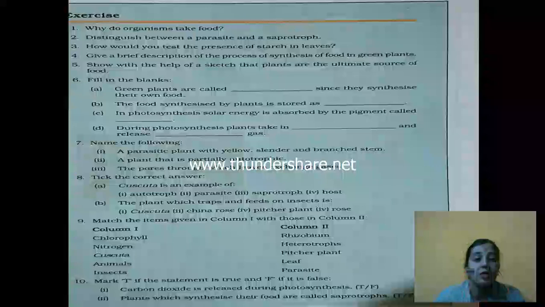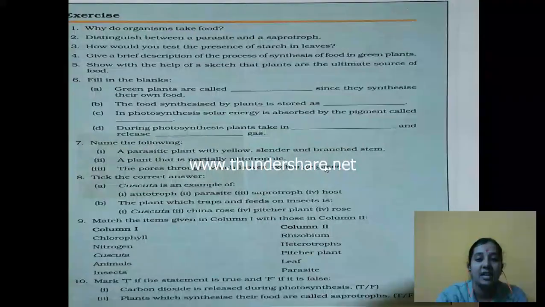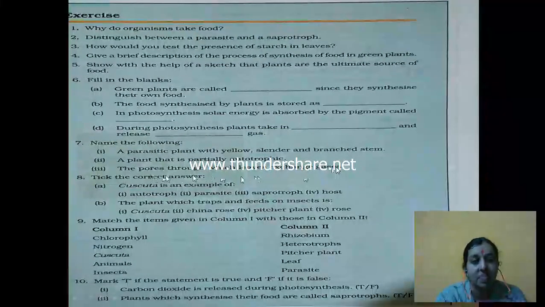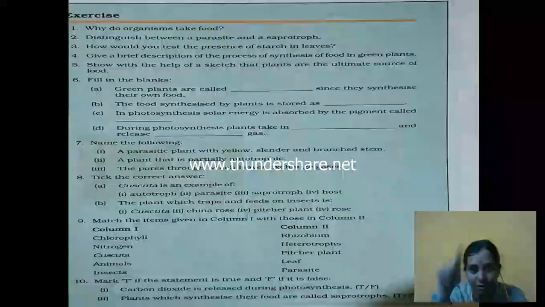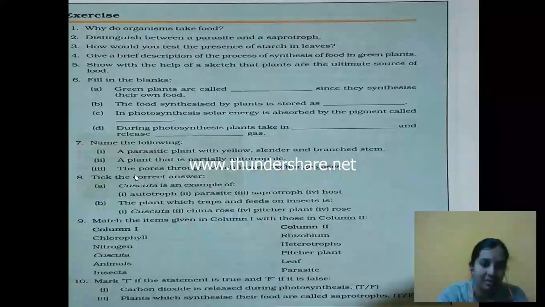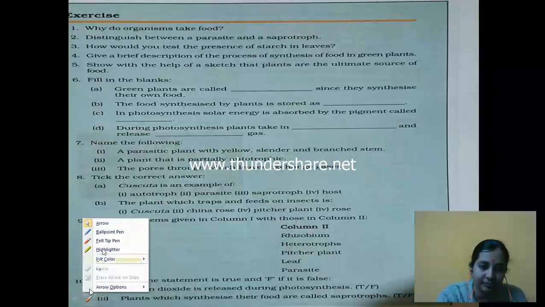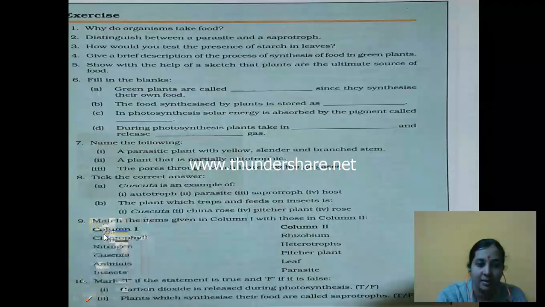The pores through which leaves exchange gases, stomata. I have shown the stomata, the guard cells, right? Yeah, the same one. Tick the correct answer. Cuscuta is an example of autotroph, parasite, saprotroph, or host. Parasite. Yes.